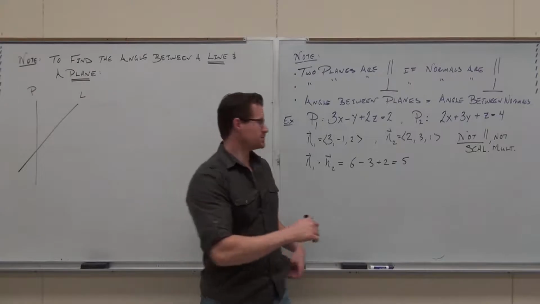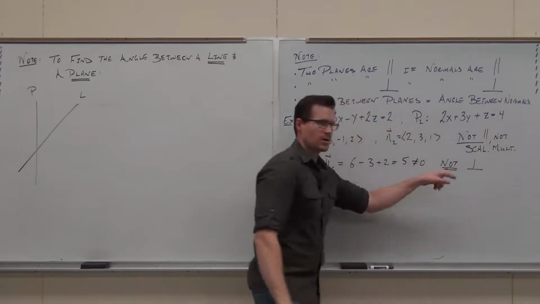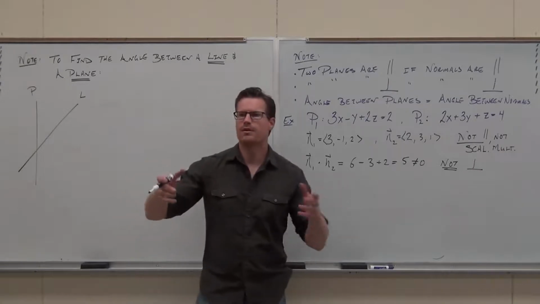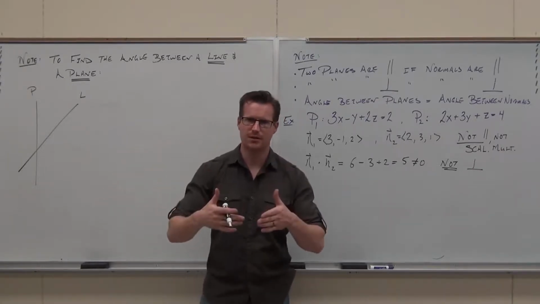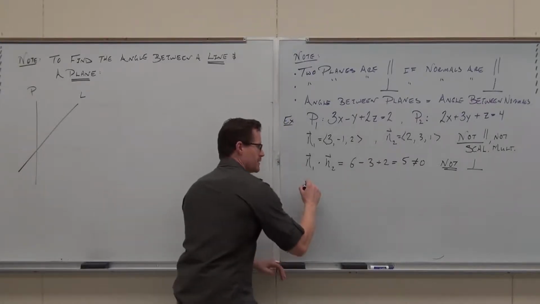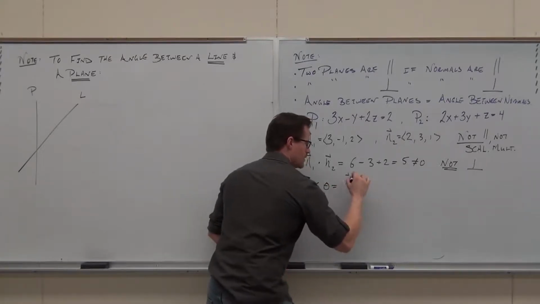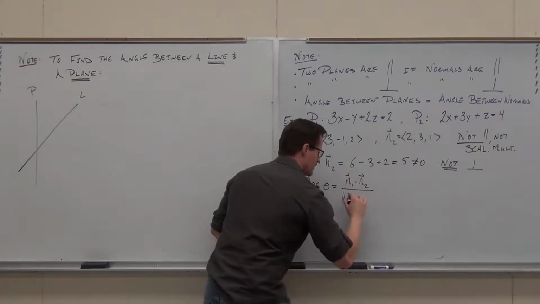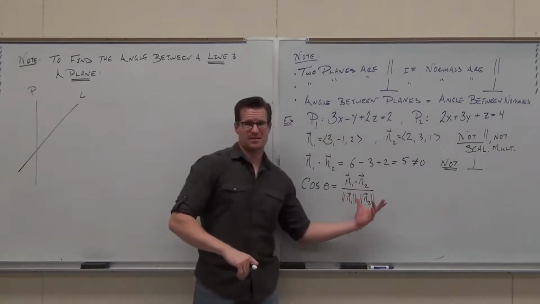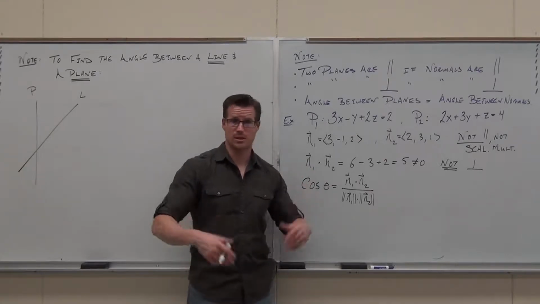It's important. Here's why it's important. Not 0, not perpendicular. But on the test, on your homework, in real life, you go, okay, well, if they're not parallel and they're not perpendicular, what's the angle between them? Can you figure it out? Recall that the cosine of the angle is the dot product divided by the magnitudes. Does it make sense what I'm talking about? You've seen it before, a long time ago.